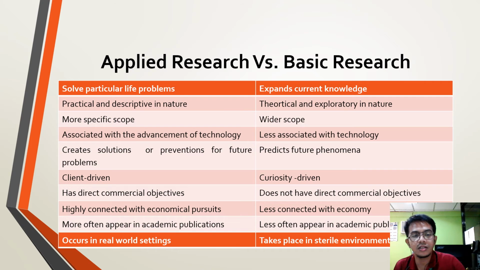Applied research is more specific in scope, while basic research is wider in scope. Applied research is associated with the advancement of technology, while basic research is less associated with technology. Applied research creates solutions or preventions for future problems, while basic research only predicts future phenomena.